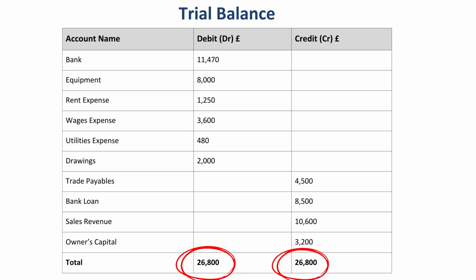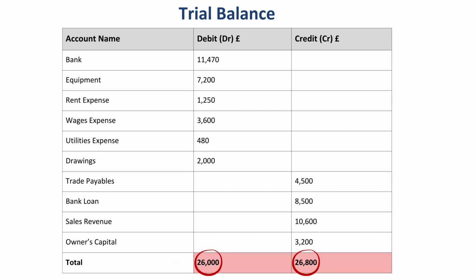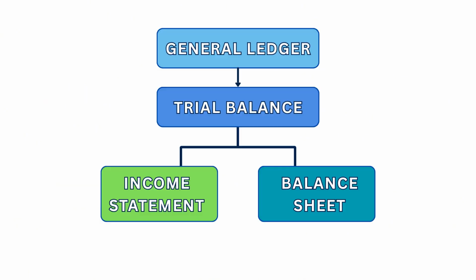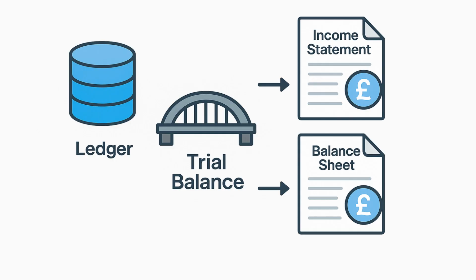Second, check mathematical accuracy. If total debits equal total credits, it suggests the arithmetic is correct. Third, help identify mistakes. If the totals do not agree, an error has likely occurred in the bookkeeping process. And fourth, prepare for financial statements. Businesses rely on an accurate trial balance to produce the income statement, called profit and loss, and the balance sheet, called statement of financial position. A trial balance acts like a bridge between the ledger and the financial statements.